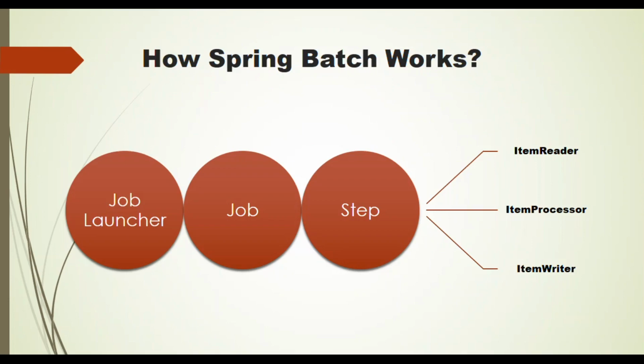So how does Spring Batch work? Basically in Spring Batch there are three components: one is the job launcher, then the job, and another one is steps. The job launcher will start the job, then the job will start the different steps. Then a step will again have three subcomponents: item reader, item processor, and item writer. The item reader will do the read operation, the item processor will do processing in between the read and write, then the item writer will write the data.